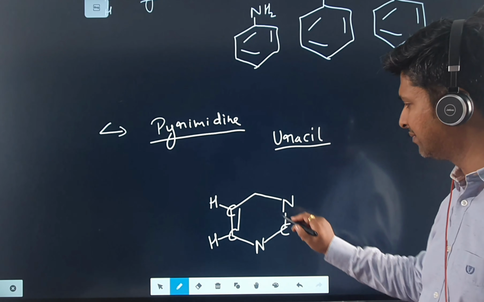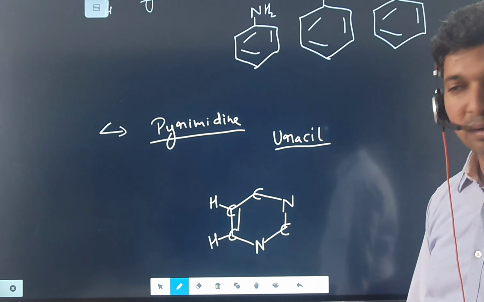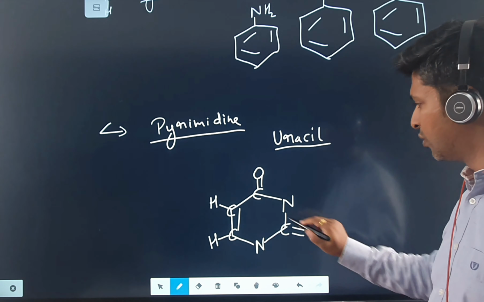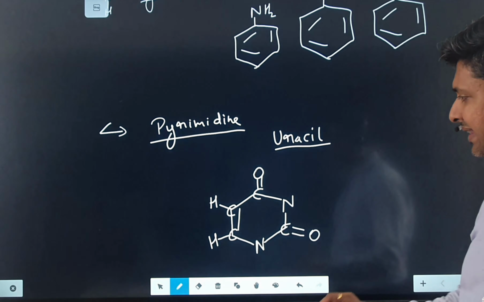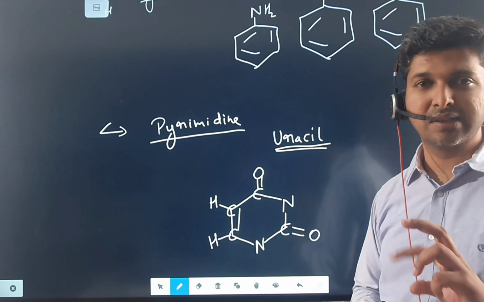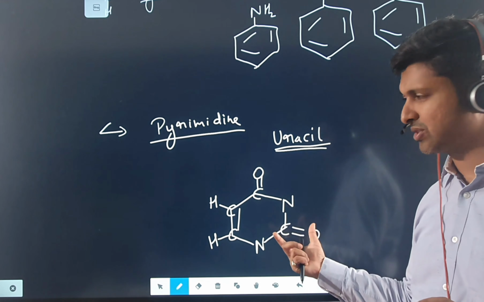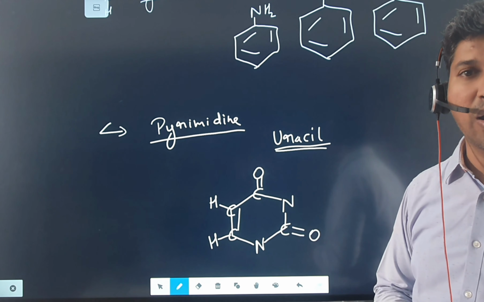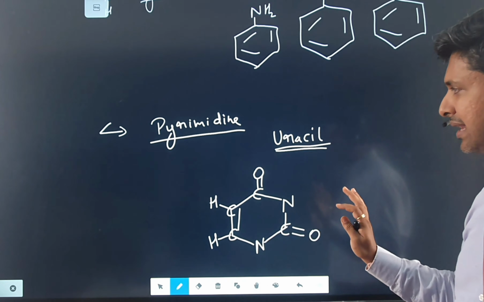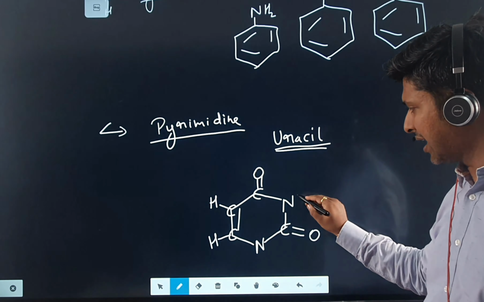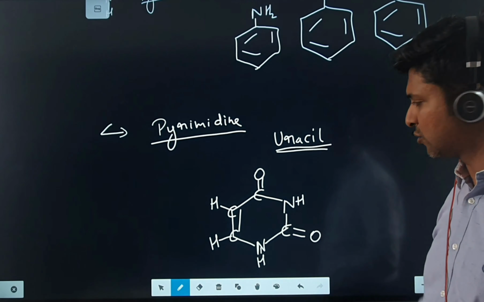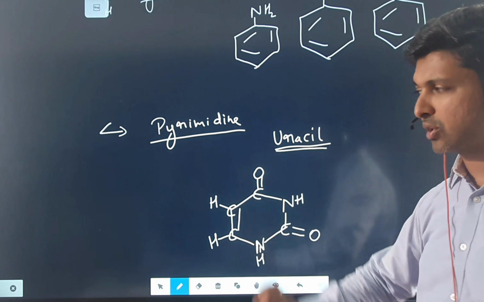There is one carbon here and one carbon here. So what we are going to do is attach a double bond O in both the places. And this becomes the structure of uracil. Now if you remember the structure of uracil, the other two are free. That means if you remember the structure of uracil, you will automatically remember the structure of thymine and cytosine. You need to attach hydrogens in order to satisfy the valency of the nitrogens. So this is the structure of uracil.